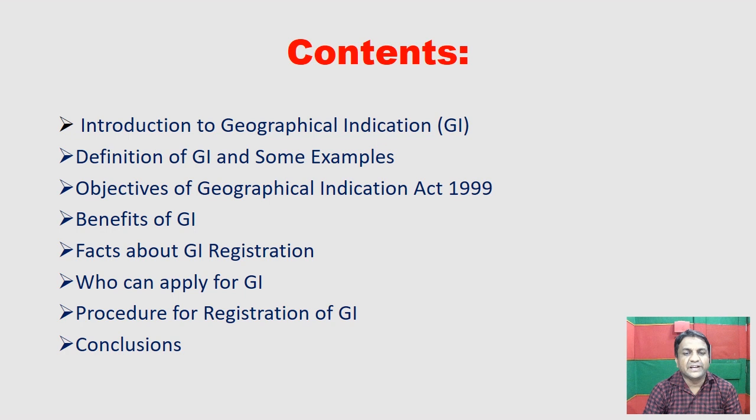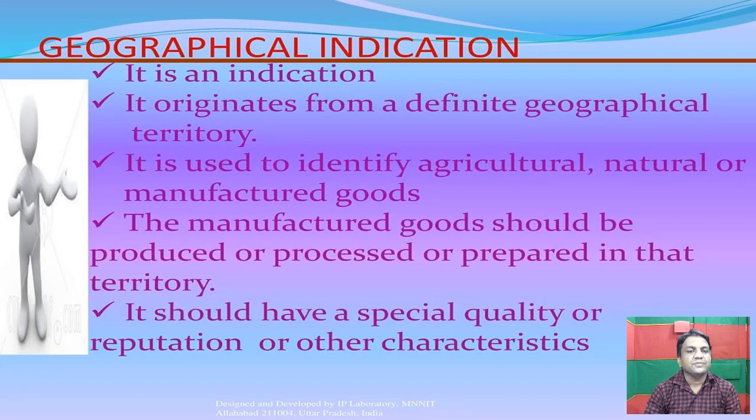First, introduction to geographical indication, or GI, then a definition of a GI and some examples of a GI, then objectives of the Geographical Indication Act 1999, benefits of a GI, facts about GI registration, who can apply for GI, procedure for registration of a GI, and lastly, conclusion. All these points we will cover during this session.